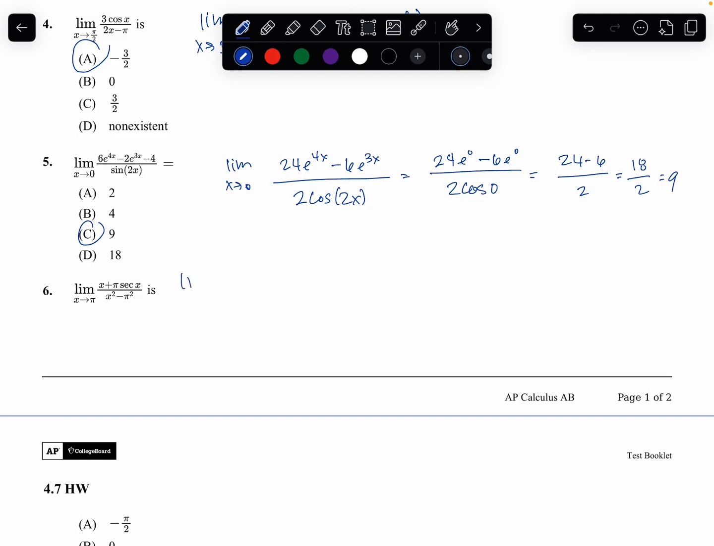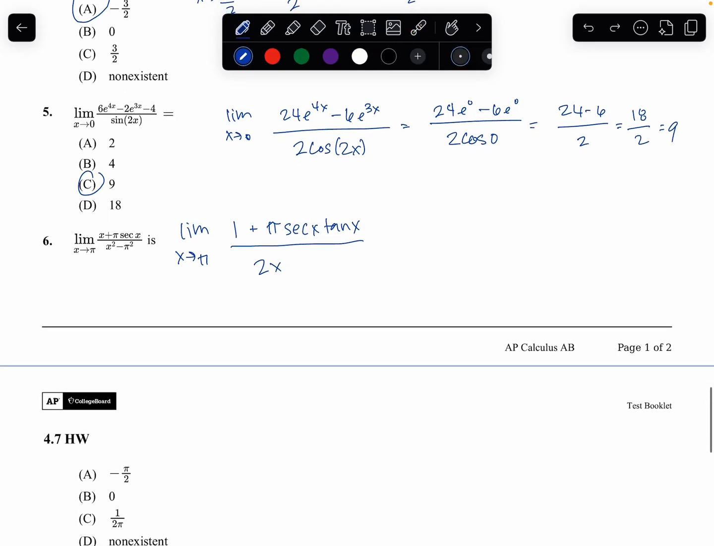So let's use L'Hopital's rule. So the limit as x approaches pi of 1 plus pi, and the derivative of secant is secant x tangent x, all over 2x, and then the derivative of this right here is going to be 0. Okay, so if I plug in pi, again, that's going to be negative 1.